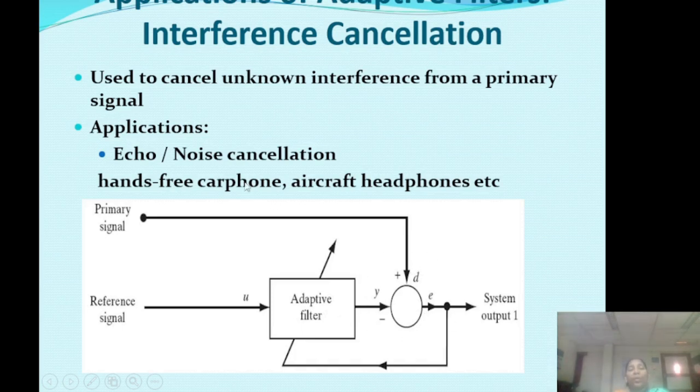So the ultimate aim, particularly in aircraft headphones, is that when the pilot is speaking, the speech signal should be heard by the other people. In the case of noise being present, they will have the aircraft headphones, in which adaptive filters will be kept so that they filter any noise, known or unknown, which is present, and the listener can hear only the speech signal. So the ultimate aim of this application is that the interference noise will be cancelled, only the signal will be enhanced, and it will be heard here.